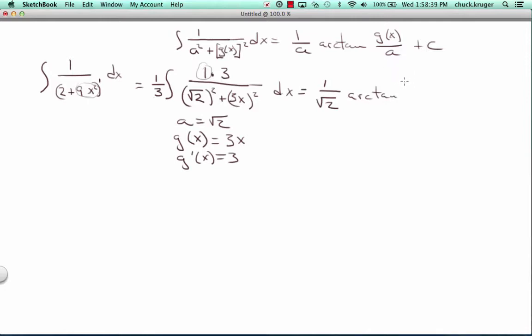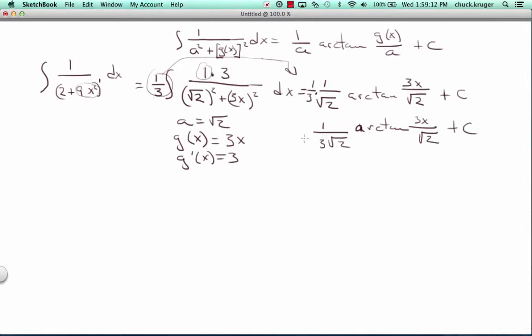What's g of x? G of x is 3x over the square root of 2. Now, I can't forget about this times 3, so right here, I need to multiply that times 1/3. Then I have this plus c, and my final answer is 1 over 3 times the square root of 2 times the arctangent of 3x over the square root of 2 plus c. And I don't have to rationalize the denominator, and that's my final answer.